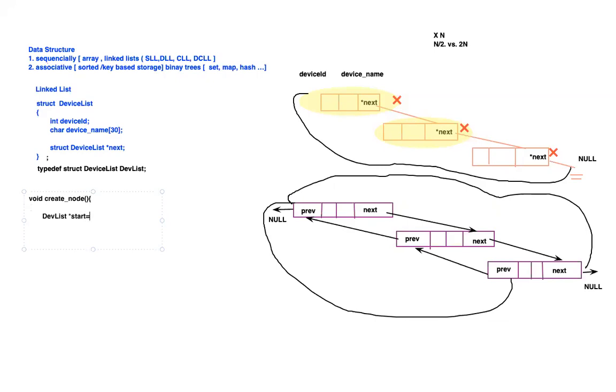And right now it is null, isn't it? So right now this is the first element. We don't have any node. So we can say what? Start is equal to malloc of what? Size of struct, which is dev list. Correct? So we allocate this. Of course, you can cast this as dev list pointer type, because malloc will actually return this.